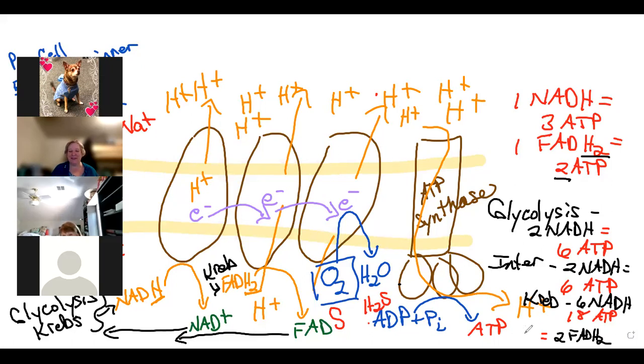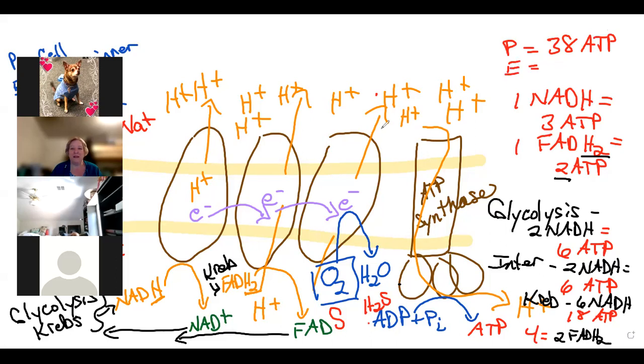2 times 2 is? Got it. So 4. Very good. So when we add these up and add in the ATPs we made directly, we get 38 ATPs. But that's just for prokaryotes. So for prokaryotes, we get 38 ATPs from aerobic respiration.